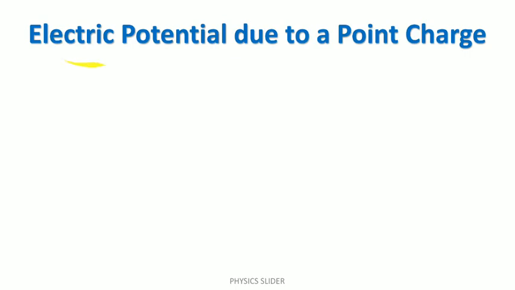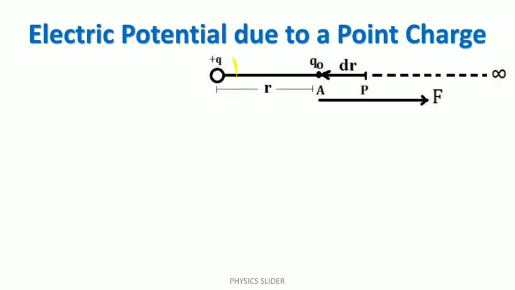Now, electric potential due to a point charge. Let us consider the source charge plus Q and the test charge Q naught at the point A, and we need to find out the electric potential due to this plus Q charge, which is a source charge, at a distance r, that is at the point A. This is the point charge due to which we have to find out the electric potential at the point A.